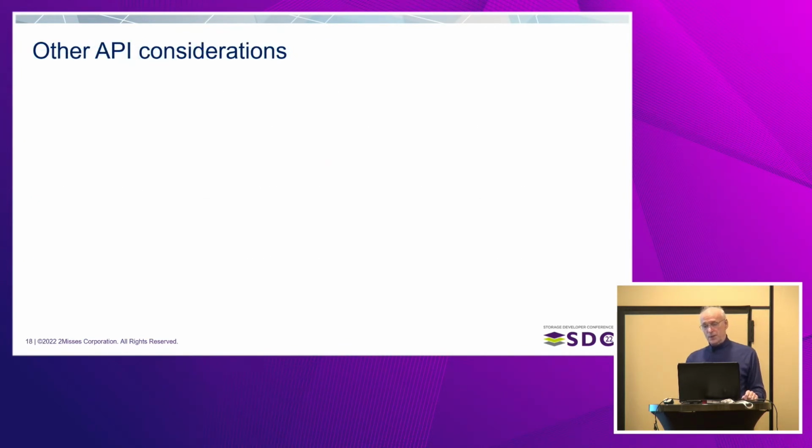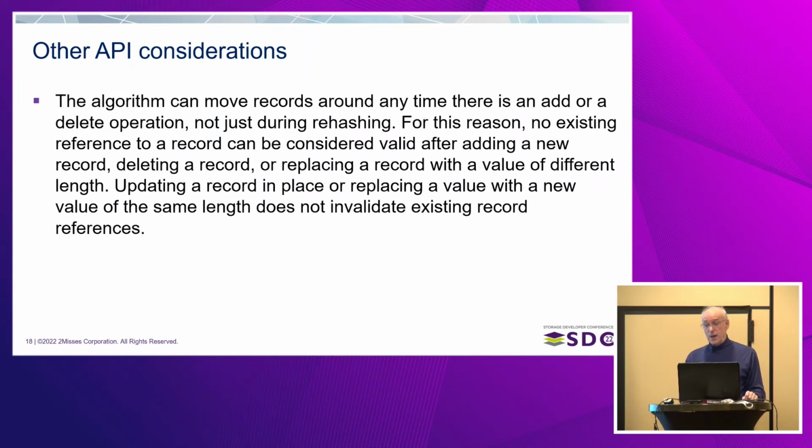Other API considerations. The algorithm can move records around at any time there is an add or a delete operation, because of the Robinhood hashing. Just adding a record may cause other records to be relocated. So for this reason, you can't validly keep an existing reference to a record after adding a new record, deleting a record, or replacing a record with a value of a different length.